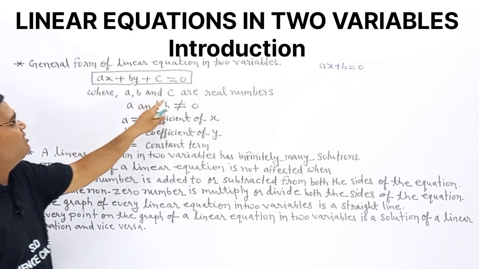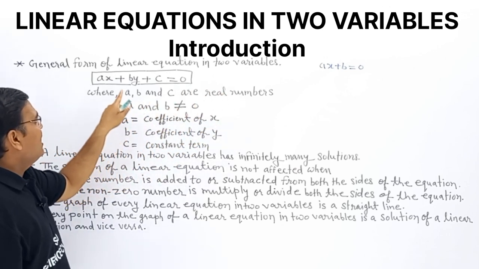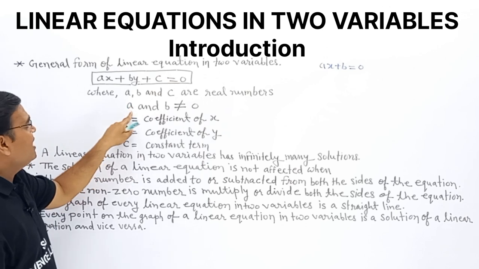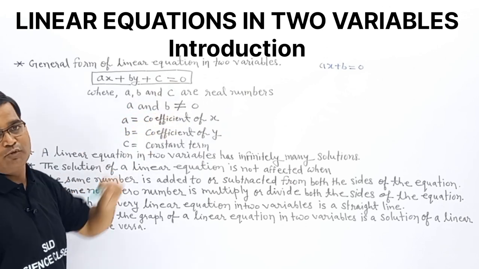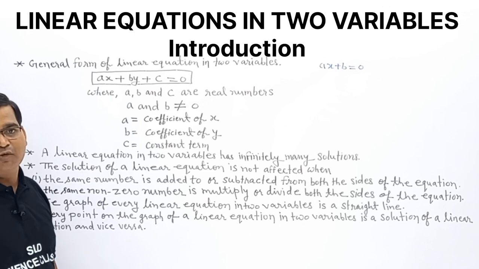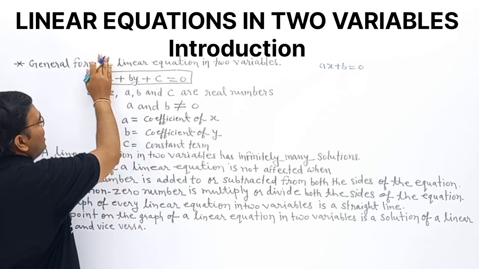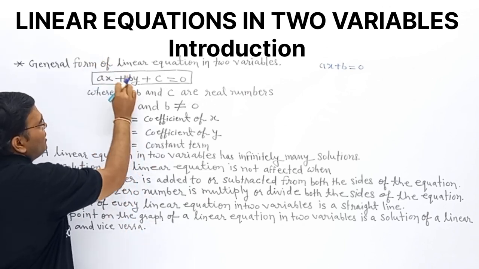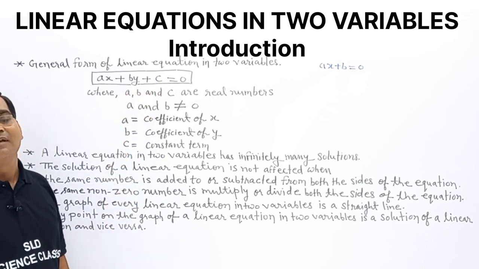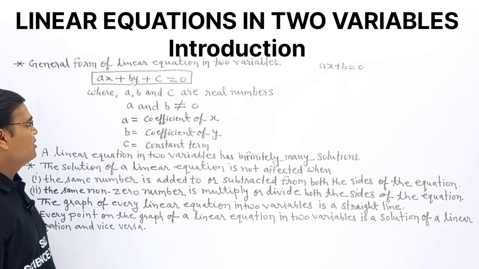Here a, b, c are real numbers, and we are discussing linear equations in two variables. So a and b should not be equal to 0. Once a equals 0, this will not be a linear equation in two variables. Only y is left: a is 0, so that term becomes 0, and we get by plus c, and it is a linear equation in one variable.